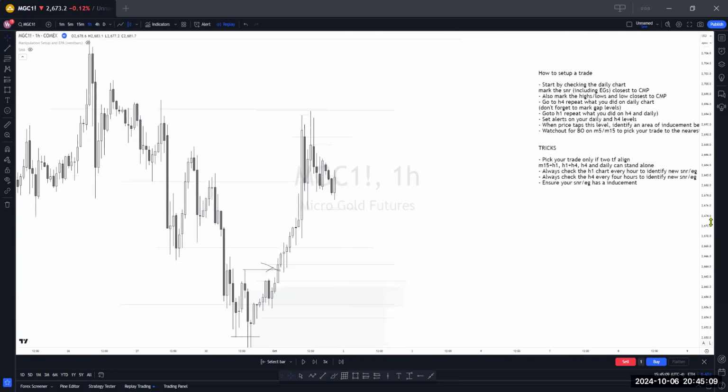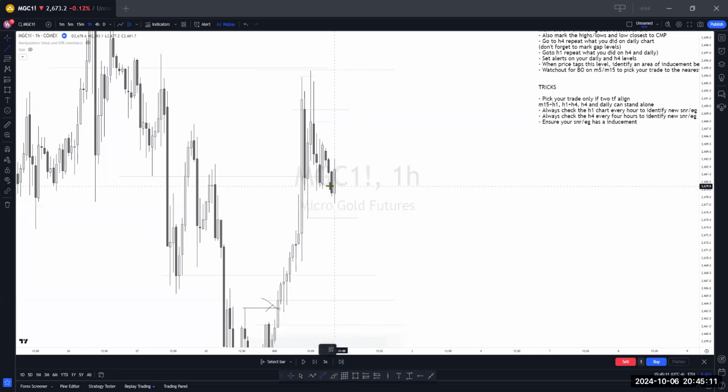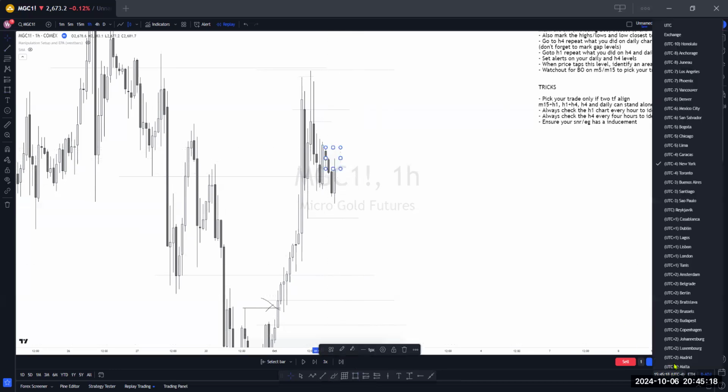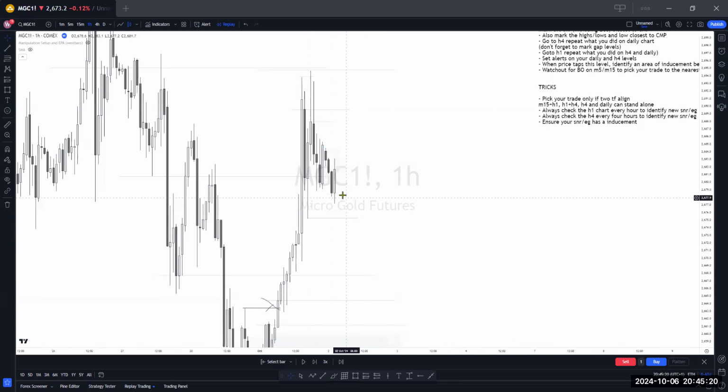So we have the H1 chart right here. So what do I see? I see breakout SNR, right? And I see this one here. This is breakout SNR. I need to change this time to my time. Okay. This is breakout SNR, right?